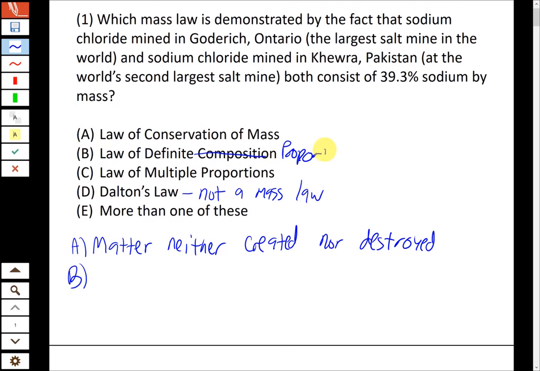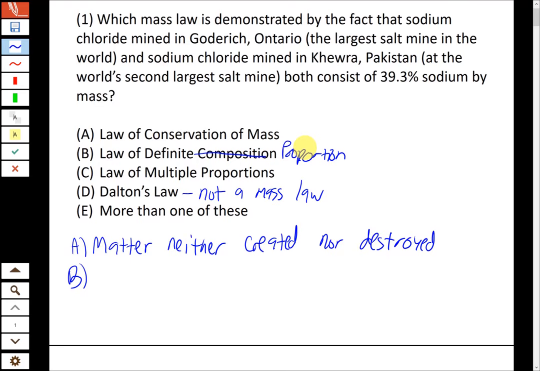I hope that didn't cause any confusion, because I was using definite composition in class, and then the book uses definite proportion, and that's how the exam questions will be modeled, based on the terminology in the book. So this should say law of definite proportion, but those mean the same thing. They don't mean anything different from each other. They're just stated in slightly different ways. So don't let that be a source of confusion.